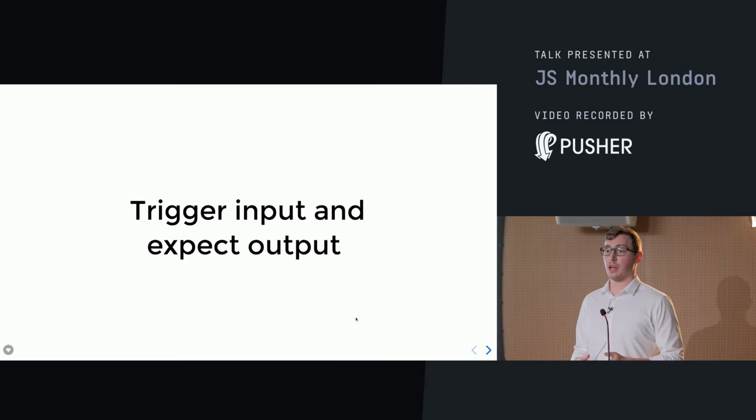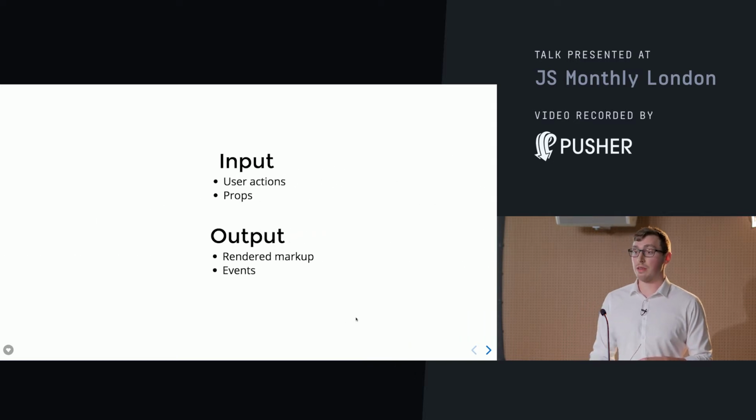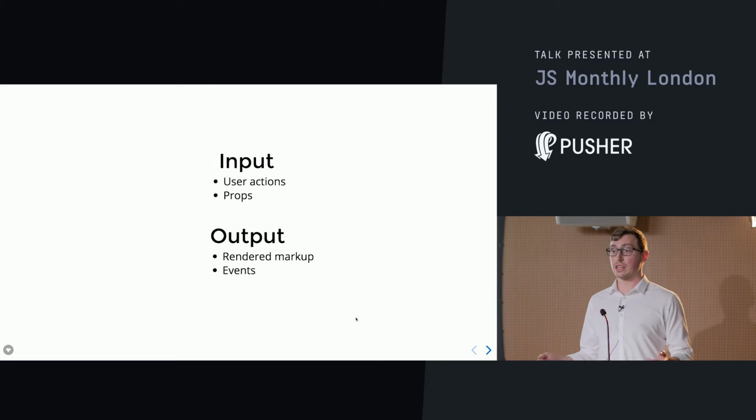You trigger an input and you expect an output. But components have a different input and a different output to regular functions. The input for components could be user actions, like a click on a button or the change of a form field, or props that you pass down to the component.